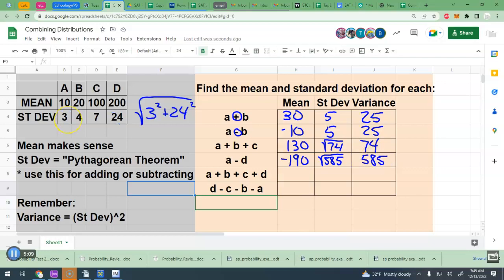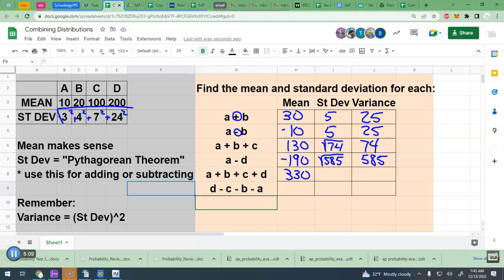A plus B plus C plus D. So for the mean, again, you just add them up. It's what you think. It's straightforward. So that'd be 330. Then for standard deviations, you're squaring all 4 of those, adding them up, and then square rooting the total.